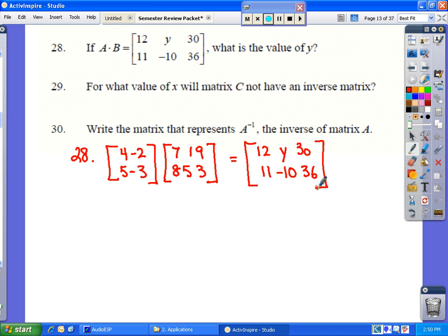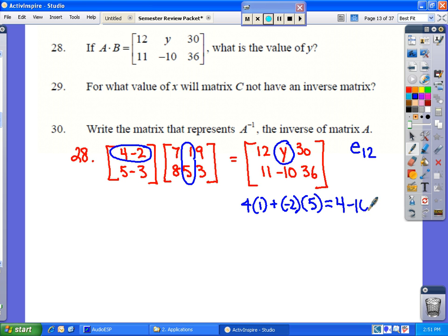We are trying to find y. Notice y is in the position E1,2, first row, second column. To get the value in that position, we multiply row 1 from the first matrix, column 2 from the second matrix. And that multiplication would be 4 times 1 plus negative 2 times 5 equals 4 minus 10, which is negative 6. Therefore, y equals negative 6.